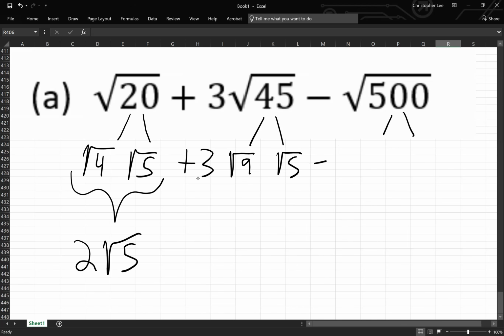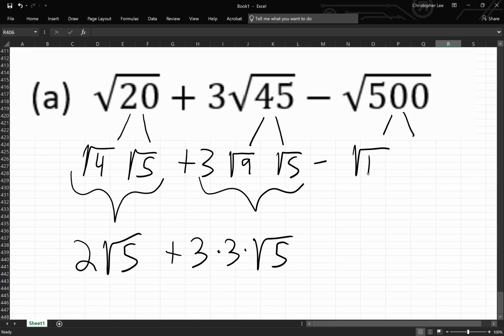So then this one is gonna be, I'm on the next one. This is gonna be like what, 3 times 3 times square root 5. What's the last one gonna be? Just 3 times 3. Yeah. All right, so square root 100, square root 5, minus what's square root of 100?